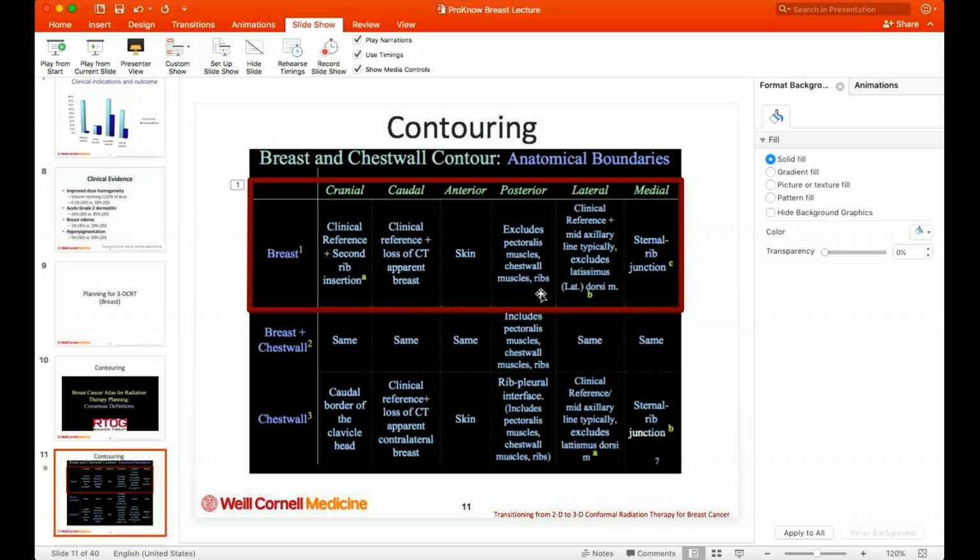Posteriorly, and this is a big point, you have to make sure that you're not drawing out or including any of the muscles of the chest, the pectoralis major and minor in particular. You also want to make sure you're not including the ribs, because that's not part of the breast technically. Laterally, the boundary is typically the mid-axillary line, and it should exclude the latissimus dorsi muscle. And then medially, the breast extends to where the sternum and the rib join. It should not cross the midline.